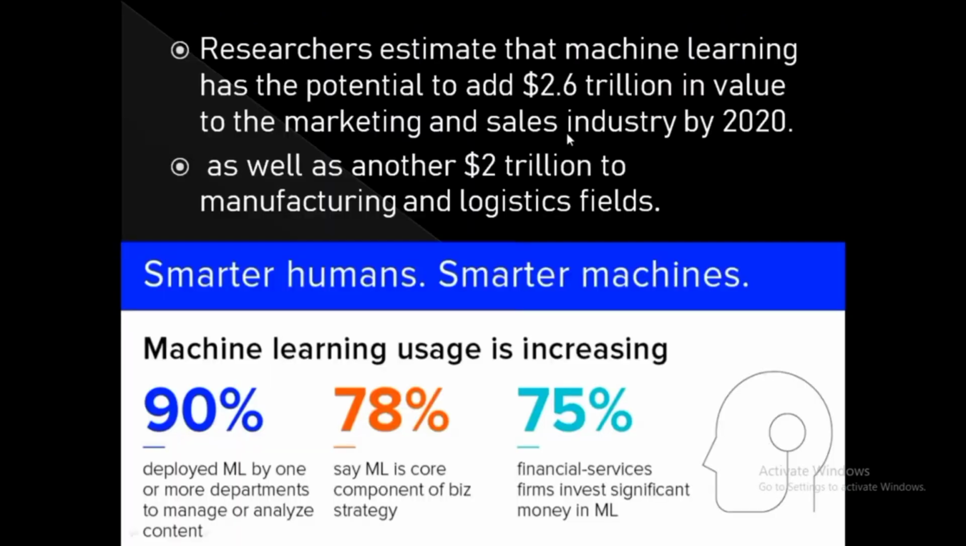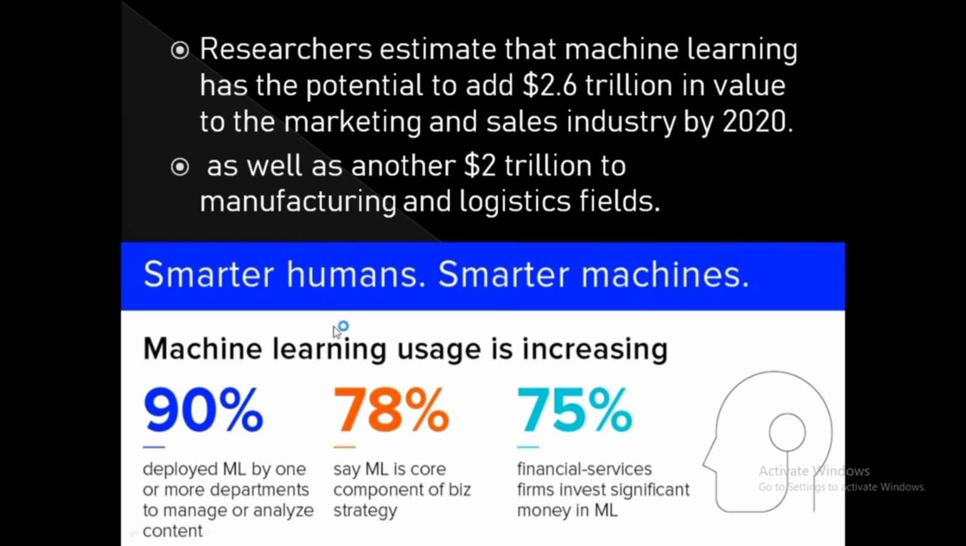So this is a survey which was done by a journal, which denotes that researchers estimated that machine learning has the potential to add 2.6 trillion in value to the marketing and sales industry by 2020. Now it's 2022. This survey was done in 2020. At that time this much value was added in the marketing and sales industry for machine learning, and $2 trillion to the manufacturing and logistics field for growth or investment in machine learning. So this is a wide variety of investment done in the machine learning industry.